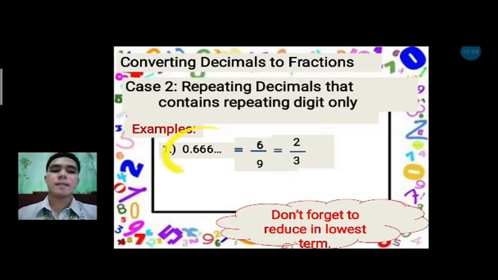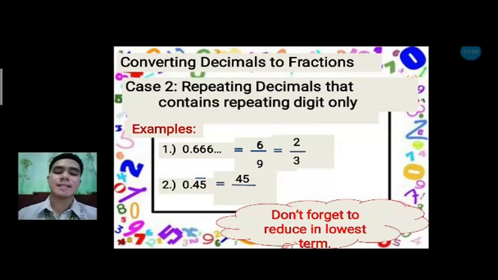So the fraction form of 0.66666 and so on and so forth is 2/3. How about 0.45? As you can see, the vinculum is above 45. So the repeating digits are 45. That will be our numerator. How many repeating digits? We have 2. Therefore, we have 2 nines, that is 99. So 45 over 99.